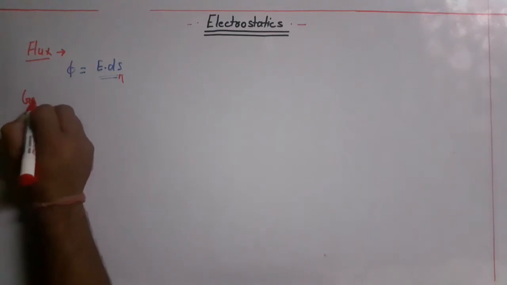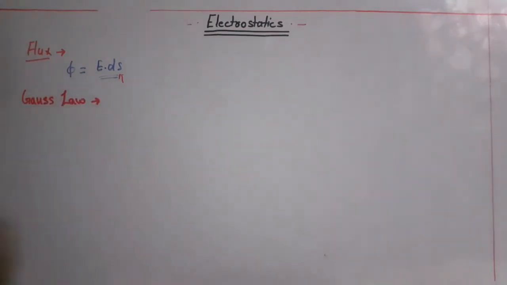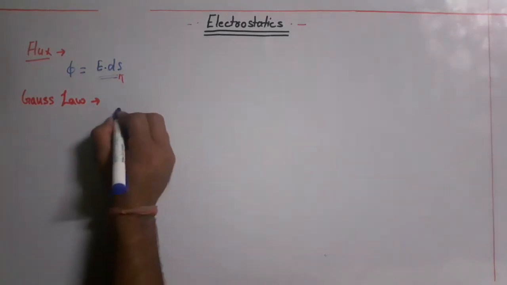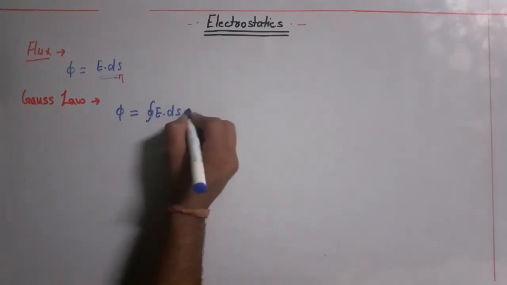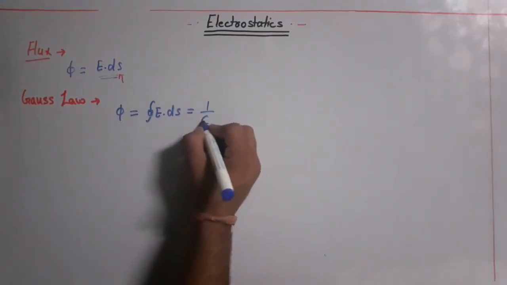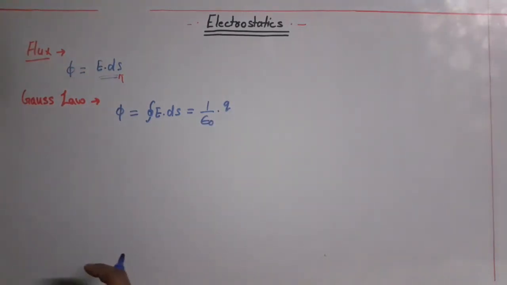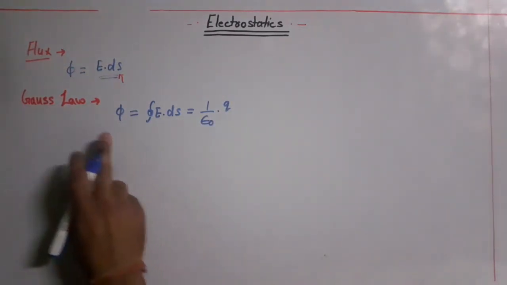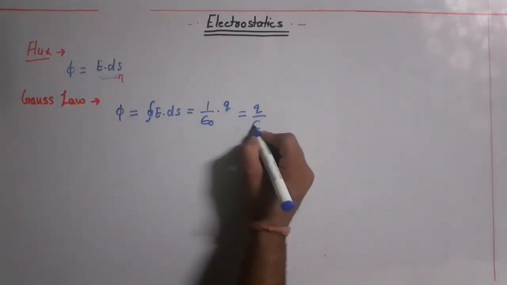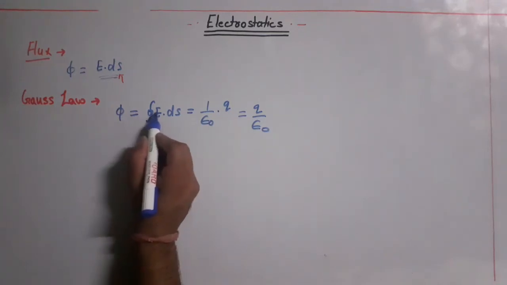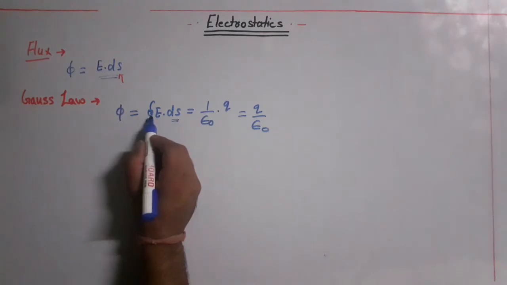Next, our Gauss law. So what is Gauss law? Gauss law states that the flux phi crossing a closed surface will always be equal to 1 by epsilon naught times the charge enclosed by that surface. Phi is equal to q by epsilon naught. This circle on the integral denotes closed loop integration, meaning our surface is closed.